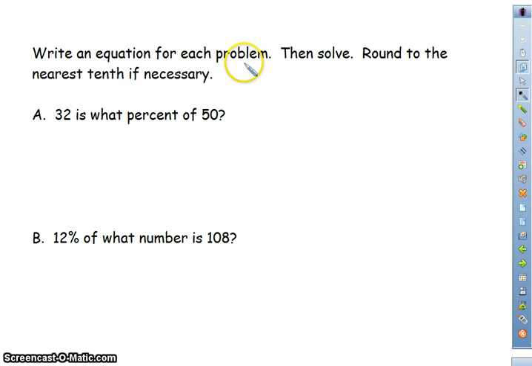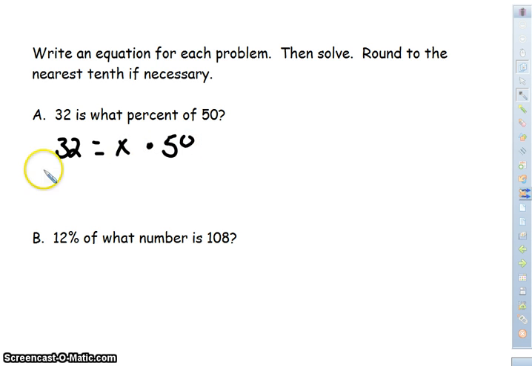Write an equation for each problem, then solve, round to the nearest tenths. Here's our equations I was discussing. So 32 is, means equals, what percent? That's the question mark. So that's x. Of means multiply, and 50. Now we have our equation. We are trying to get rid of the number with the variable, so divide it by 50.